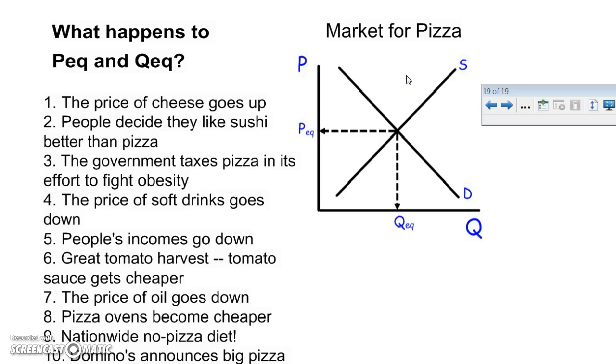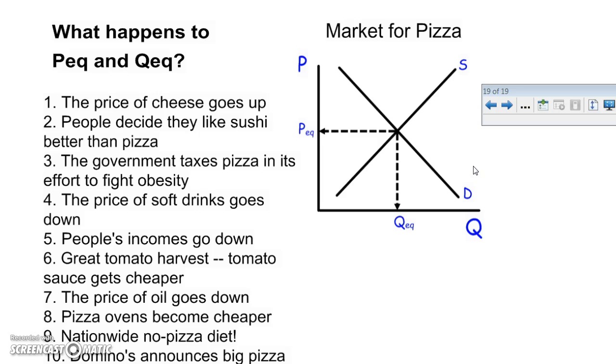Price of soft drinks goes down. You have to ask yourself, what's the relationship between soft drinks and pizza? I'm going to assume that they are complementary goods, that you would consume soft drinks and pizza together. So if soft drinks become cheaper, that would actually increase our demand for pizza. So we would see an increase in price and quantity.